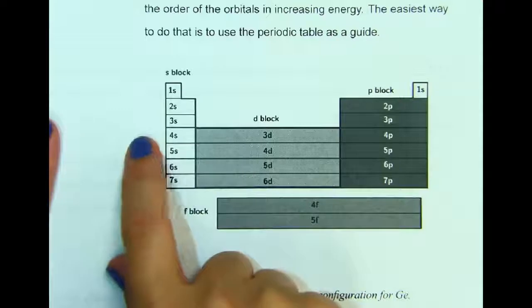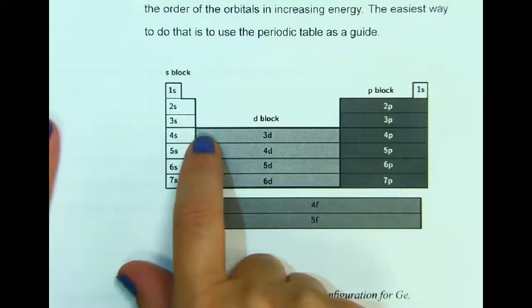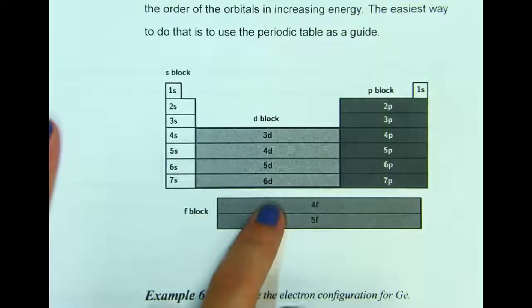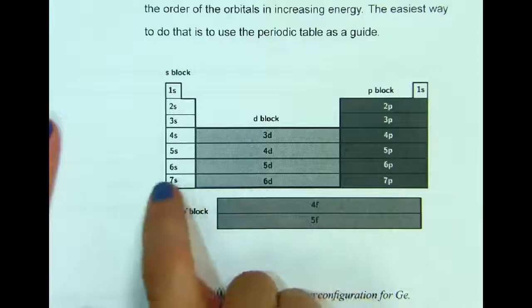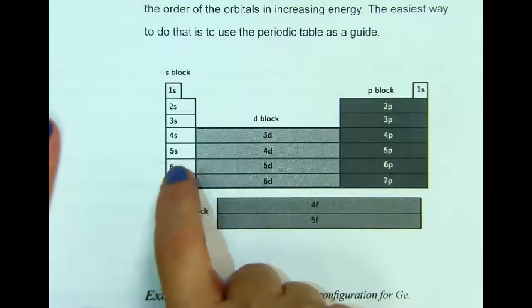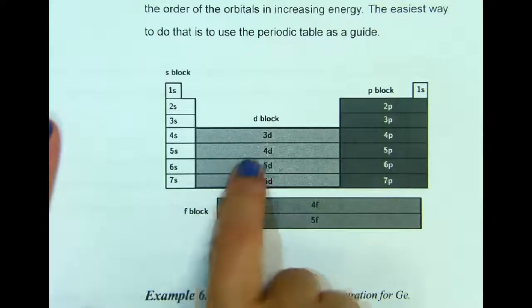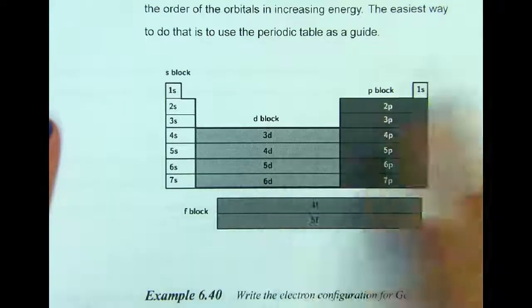So when we are on row 4, when you enter the D block, it's not going to be 4D, it's going to be 3D. And notice that the F block functions the same way, except it's the row number minus 2, because we don't start with the F block until row number 6. And so it would be 6S, 4F, and then 5D, and then back up to 6P.